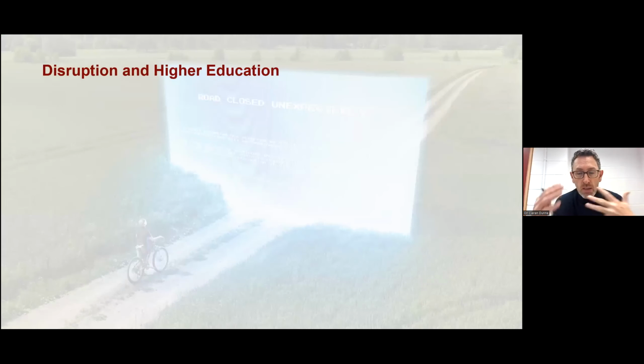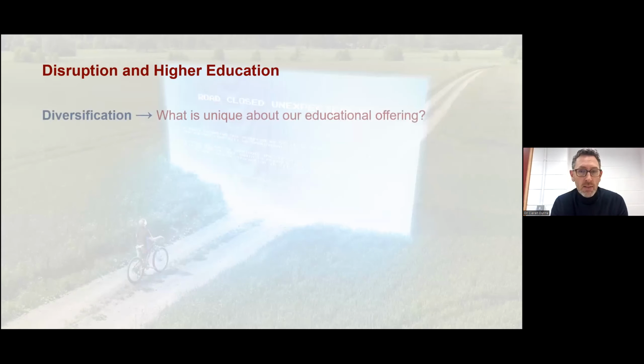Just at a macro level, particularly those of us working in higher education need to be very aware that there are major forces beginning to really shape the higher education sector as a whole, and they go way beyond one single institution. So for example, the idea of diversification.